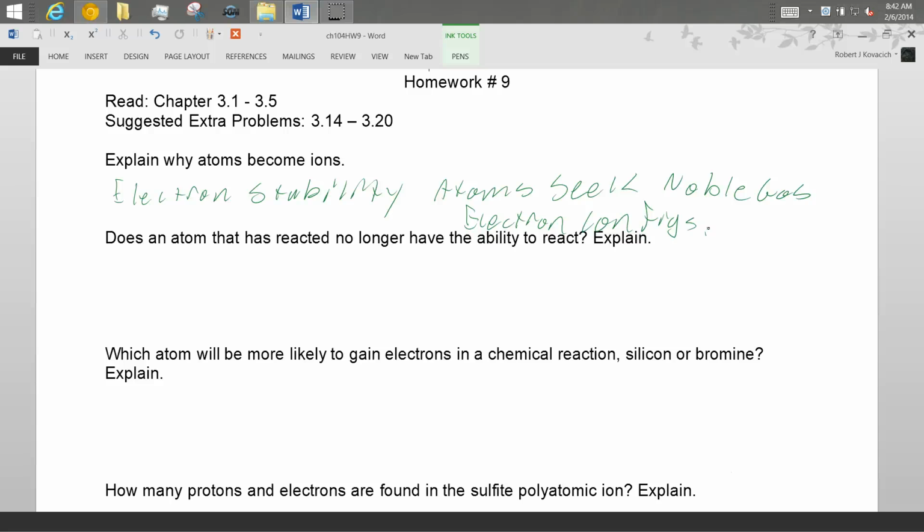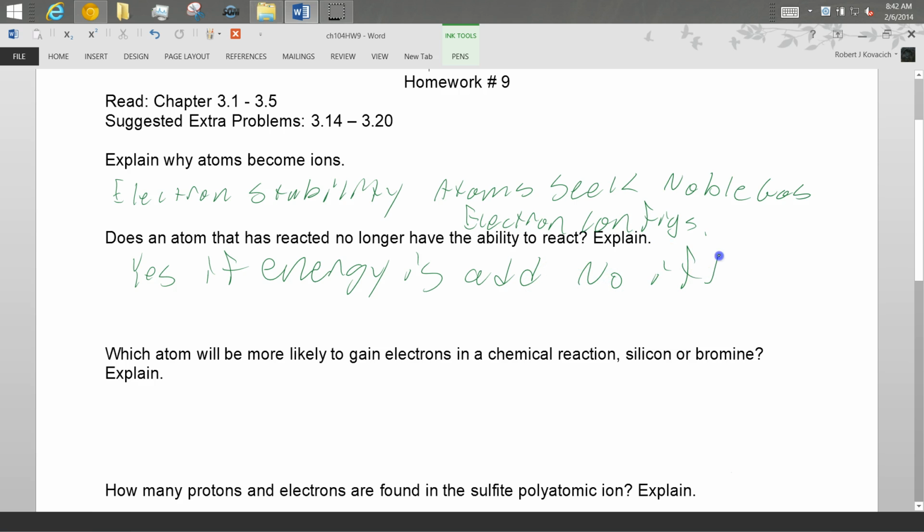So that's the difference. Things will react spontaneously, meaning you don't need to do anything to it. It'll just do something and react. And if you want it to go back to its prior state, you're going to have to shove energy into it. So yes, you can get reactions to reverse. It's just that they will cost you. Yes, if energy is added. No, if not.